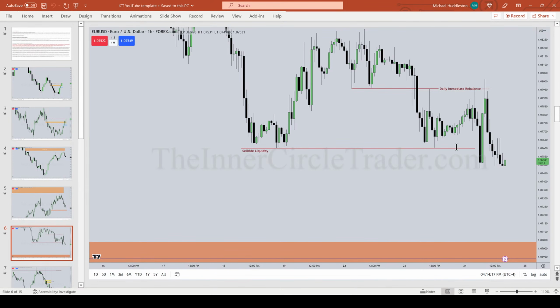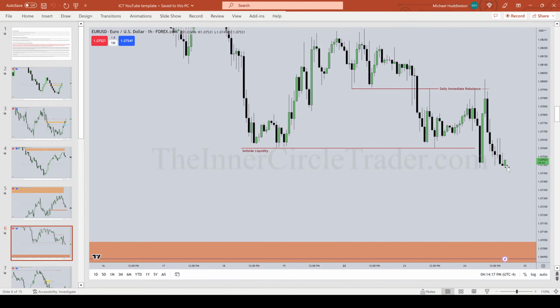Traders will see that, and we did in fact get the sell side liquidity pool targeted, as I mentioned last night in the live stream. That would be a downside draw. Then it rallied up, bumped, and engaged all the buy side liquidity there, and then again that Monday immediate rebalance on Monday's low for euro dollar. That's what this level is here. And then we had displacement to the downside.